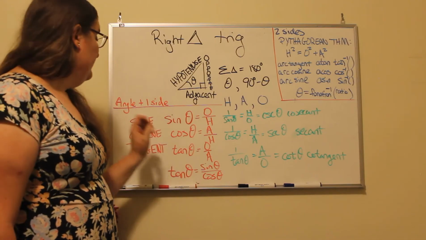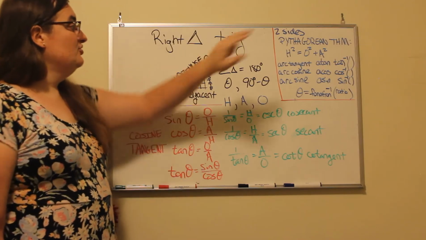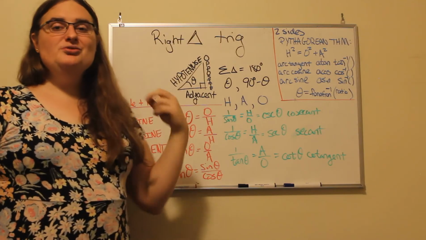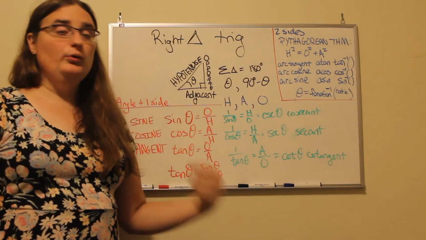Now, these functions are a flipping of the ratio, not a way to undo the function itself. And if you happen to, instead of being given an angle and one side, be given two sides, you need to use inverse functions themselves to determine what the angle would be.